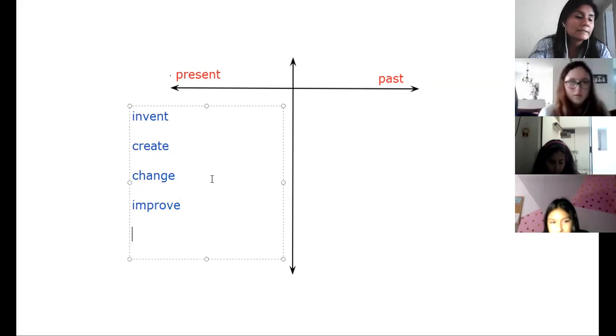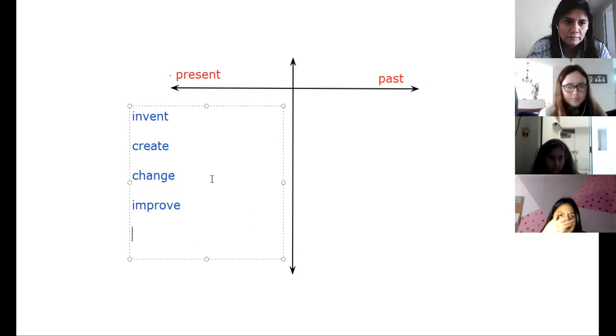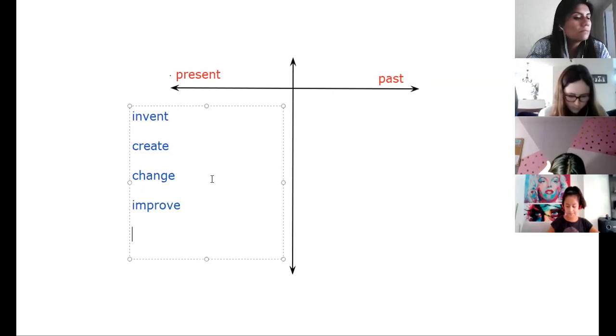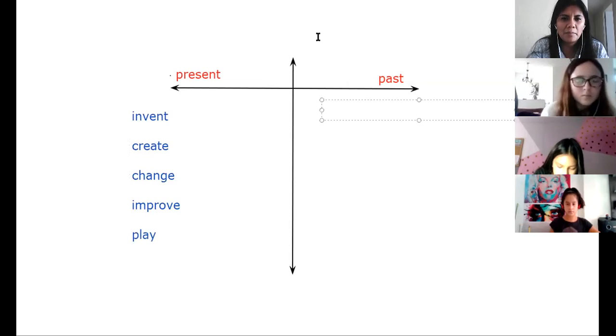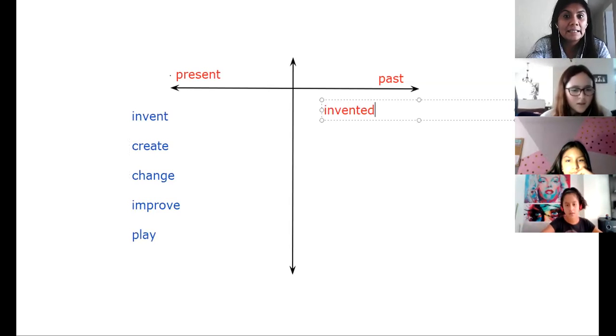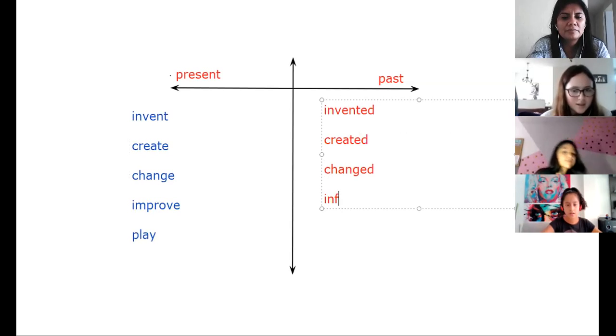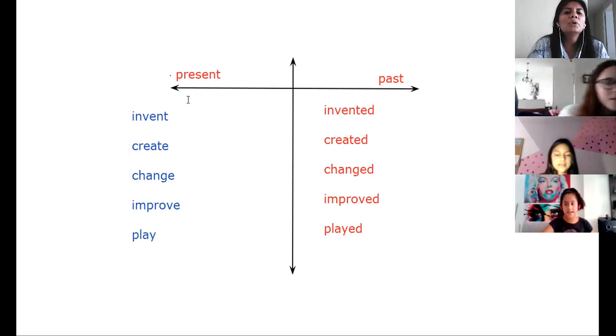Become. No, that is irregular. Create, invent, change, improve. Play. Okay, play. All right. Let's see the simple past. Guys, simple past. Are you ready? Okay, the simple past of invent: invented. Create: created. Change: changed. Improve: improved. Play: played. Put it into negative.